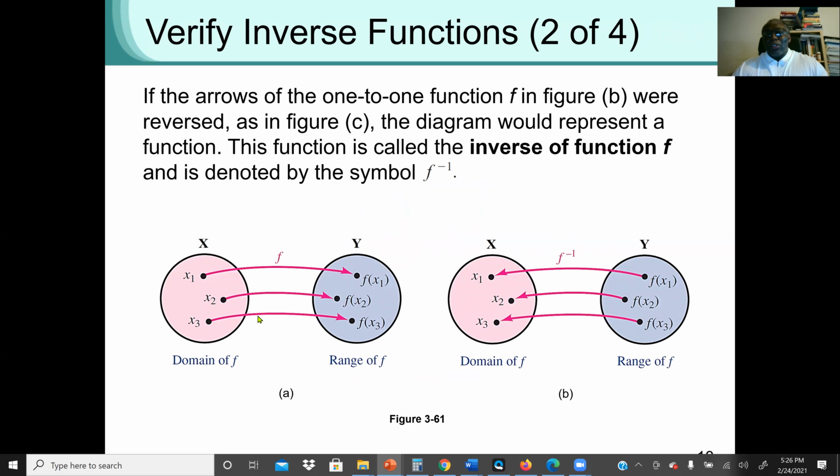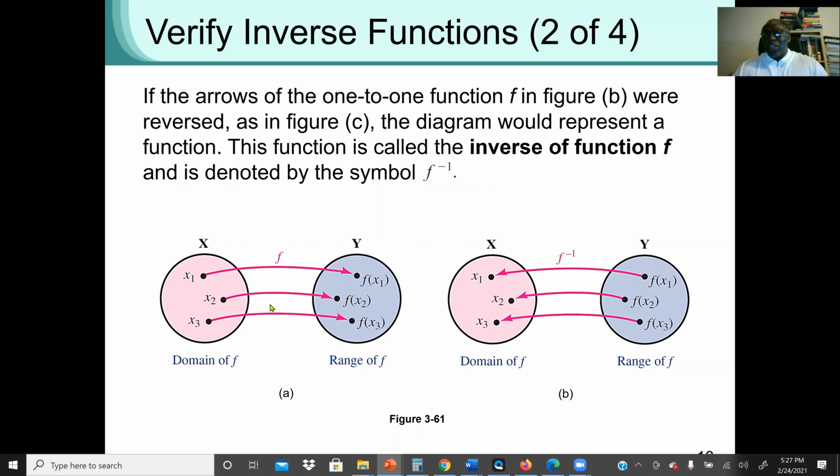So let's keep going now. Here we said that if the arrows of the one-to-one function f in figure B, this is a one-to-one function y, each input x1 generates its own output, each input x2 generates its own output. So this is a one-to-one function.